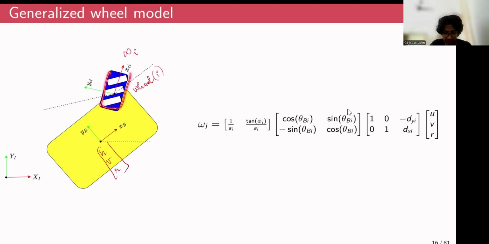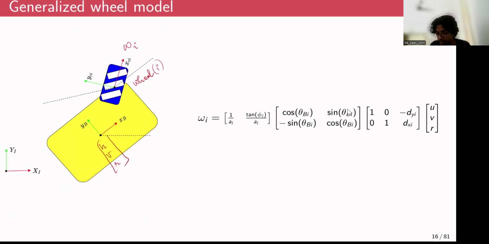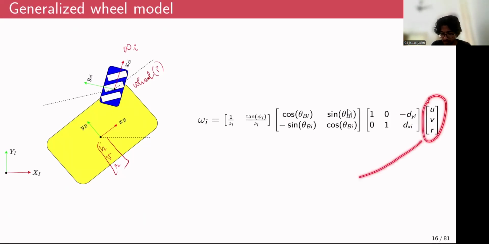If the wheel is in one location like this, and in another orientation it is like this, if it is a steerable wheel, or if it has some sort of an orientation with respect to this YB axis, that parameter is considered using this theta Bi. And this dyi and dxi are nothing but the position coordinates of the center of this wheel with respect to this body fixed frame of reference. So this distance is dyi, and this distance is dxi. Those are the key parameters involved in the mapping between UVR and omega i.